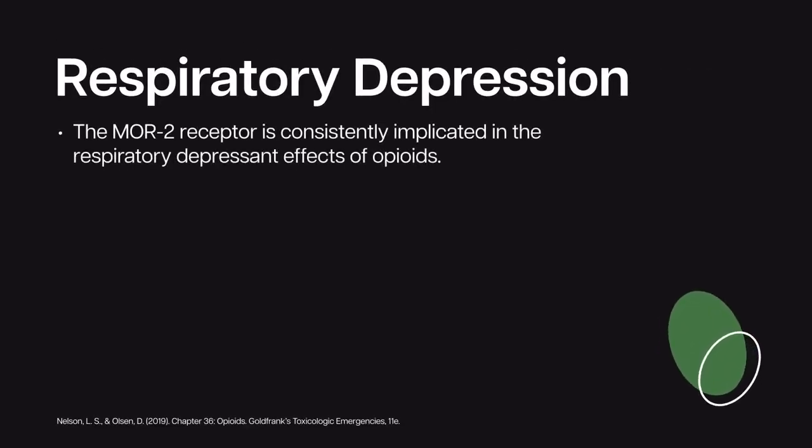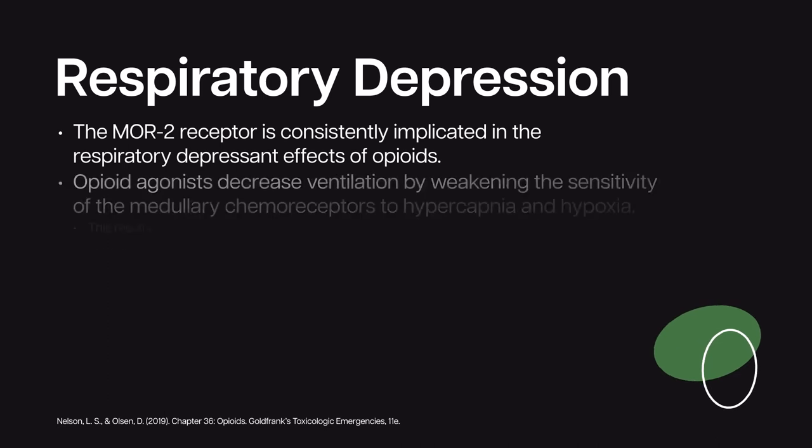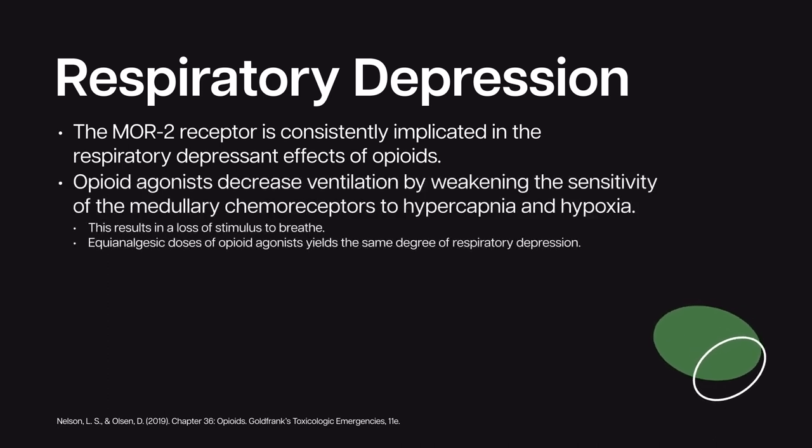Respiratory depression. The mu receptor is constantly implicated in the respiratory depressant effects of opioids. Opioid agonists decrease ventilation by weakening the sensitivity of the medullary chemoreceptors to hypercapnia and hypoxia. This results in a loss of stimulus to breathe. Equianalgesic doses of opioid agonists yield the same degree of respiratory depression.